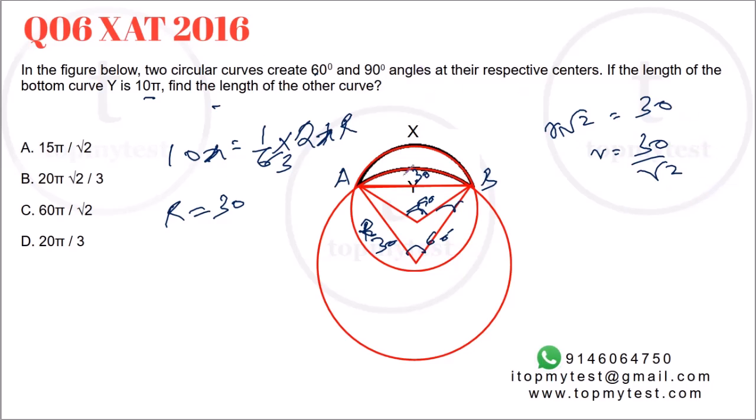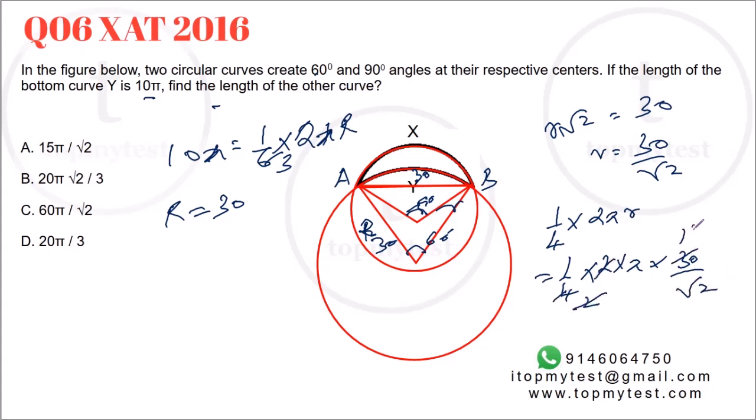Now we need to find the length of the arc x. Arc x is 1/4 of the full circumference. That will be 1/4 of 2 pi r. That's 1/4 of 2 into pi into 30 by root 2. Resolve this. This is 2. This is 15. So you'll get 15 pi by root 2. Option A is your correct choice.